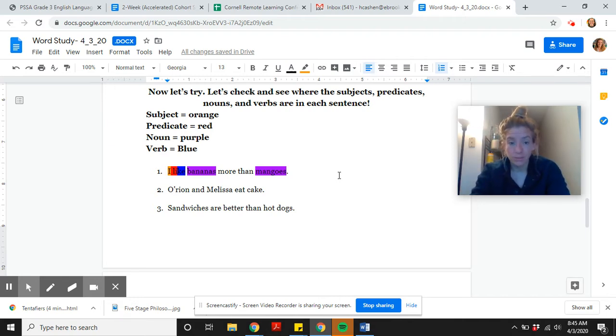Number 2. Orion and Melissa eat cake. Who or what is the subject?